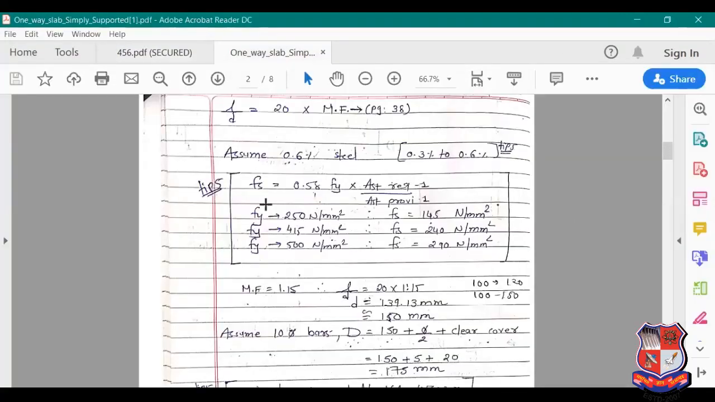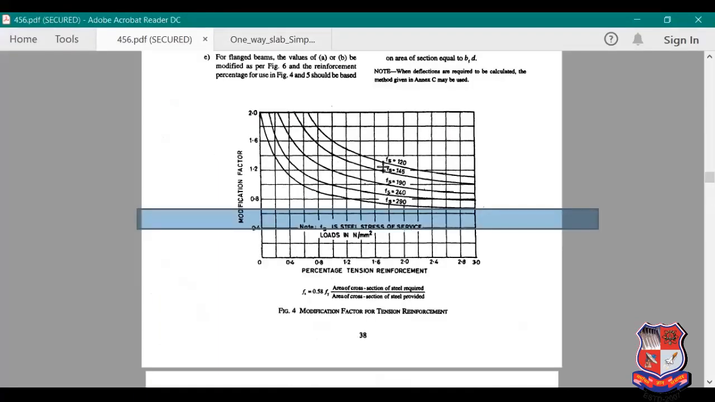Just a tip from me: if fs is equal to 0.58 into fy, then if fy is equal to 250, fs will be 145. If fy is 415, then fs would be 240. And if it is 500, then it will be 290. So it is a quick way to identify the perfect value of fs without using the calculator. See, if you want you can remember, if you don't want to remember it's okay.